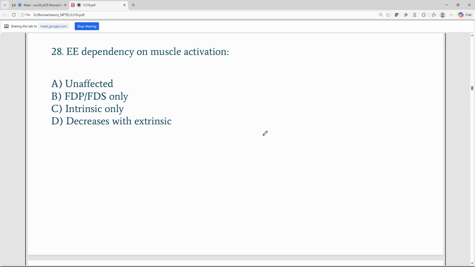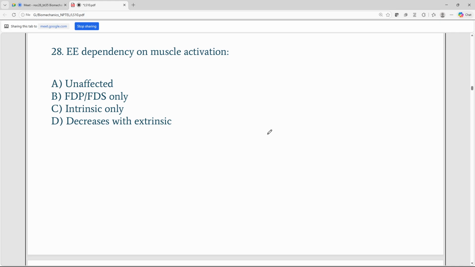What is the EE dependency on muscle activation? What conclusion can be drawn from the enslavement effects' dependency on muscle activation? Option A, unaffected. Option B, only on FDP or FDS. Option C, only on intrinsic. Option D, decreases with the extrinsic muscle usage.